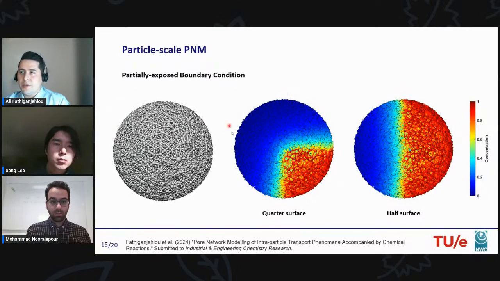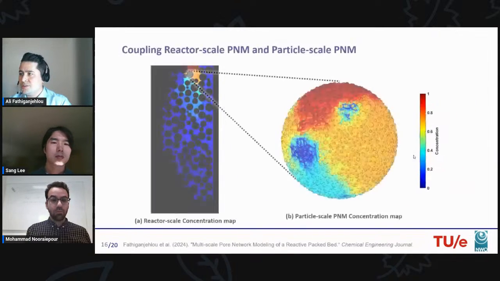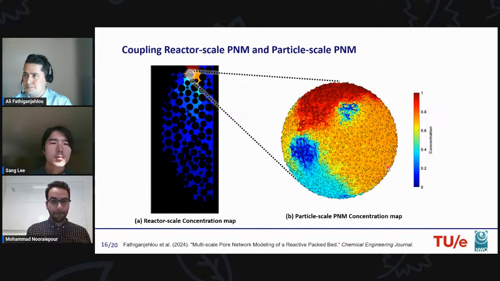The nice thing about our particle scale PNM is that we can impose a partial boundary condition on our particle scale model, which is prevalent in slender packed beds, as I showed earlier, where there's a flow maldistribution. So not all the particles are exposed to a similar boundary condition. For example, here you can see that a quarter of the surface and here half of the surface is exposed to a concentration equal to 1. Now we can use this to couple the particle scale PNM to the reactor scale PNM.